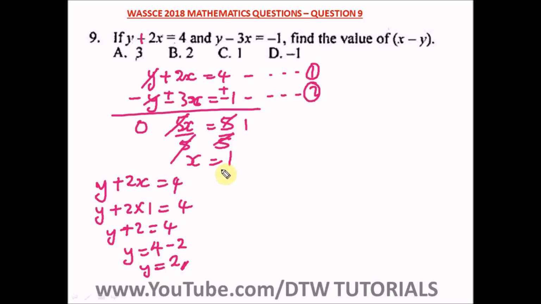All right, so we have x as 1 and y as 2. The question says find the value of x minus y. And what is x? x is 1. And what is y? y is 2. So we have 1 minus 2. And what is 1 minus 2? 1 minus 2 will give us negative 1. All right, so this is our answer, and our right option here is option D.